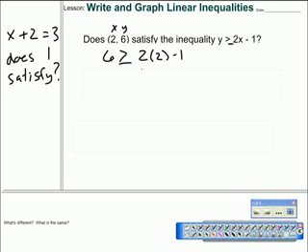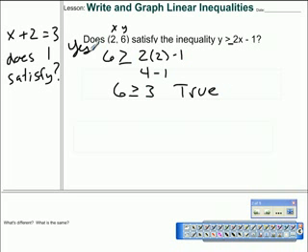So 2 times 2 is 4. 4 minus 1 is 3. Is 6 greater than or equal to 3? Is that true? Yep. So that means, yes, (2, 6) does satisfy that inequality.